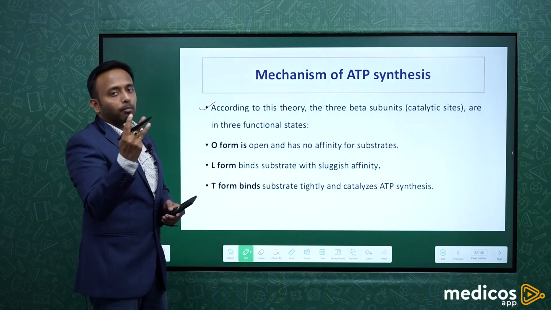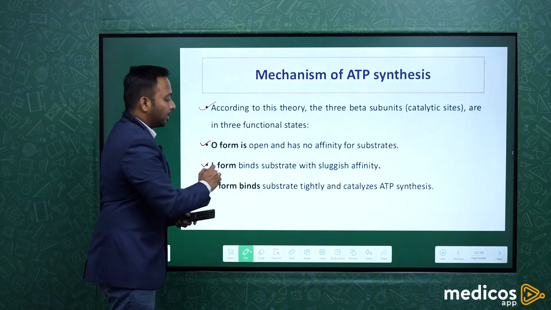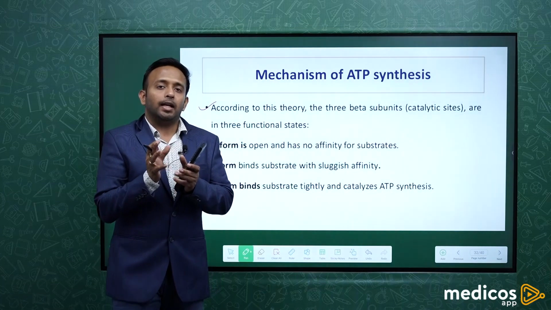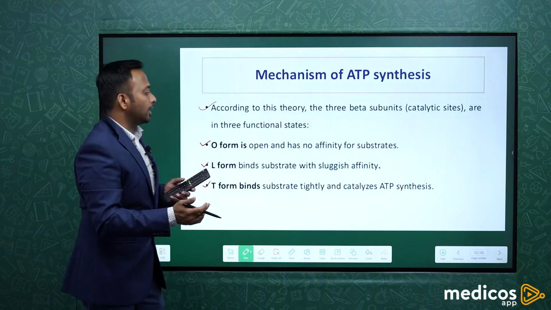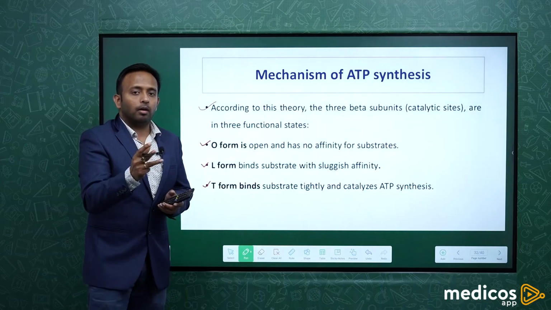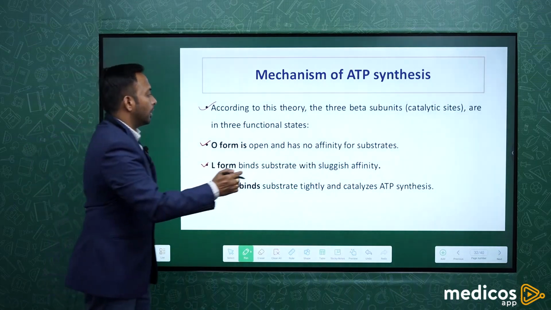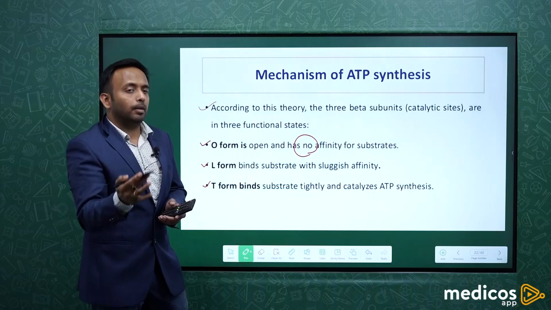So they have 3 forms. What forms? O form, L form and T form. What they stand for is whether ADP and ATP are binding to this complex or not. When we see it contains 3 forms, O form, L form and T form. O means no, it has no affinity for the substrate. Who is the substrate? It can be ATP or ADP.